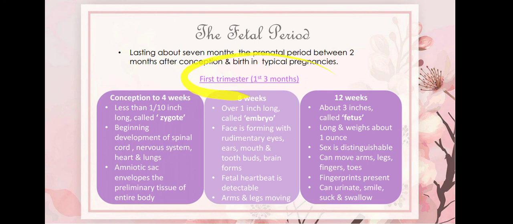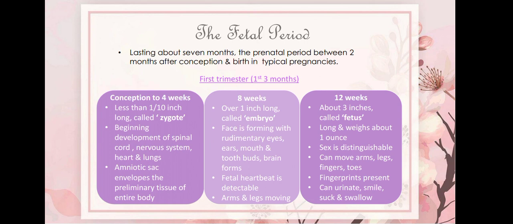So the first trimester, there are 3 stages. The first trimester, the second trimester, the third trimester. Trimester refers to 3 months. The first 3 months, we call it the first trimester. The second trimester means the second 3 months. The third trimester refers to the third 3 months. So different development happens during each stage.